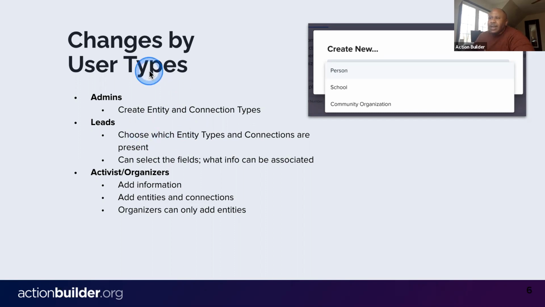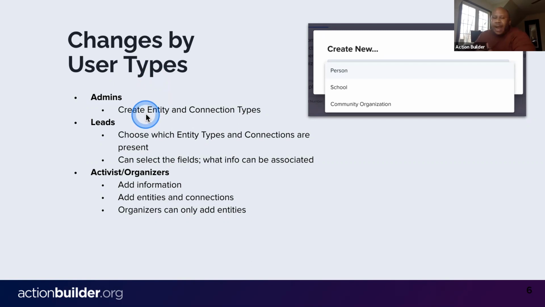Whereas leads, they have a little less access, but they still will be able to choose which entity types and connections are present within the campaign. So what is really needed to be tracked? The same thing that we did in the past as far as setting up those data structures in the back end, if you will, as admin, you still will be able to do that and apply that across the campaigns that you want to. You can turn them on and off, and I'll demo that as well.